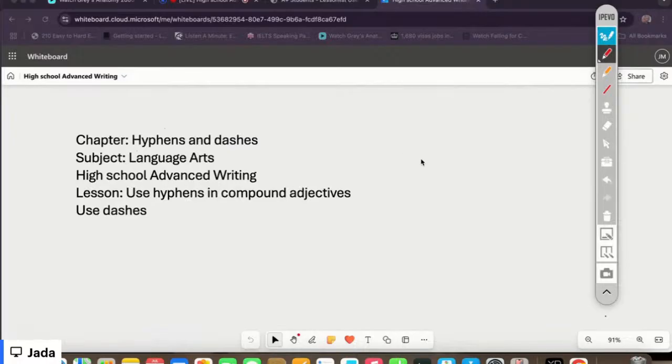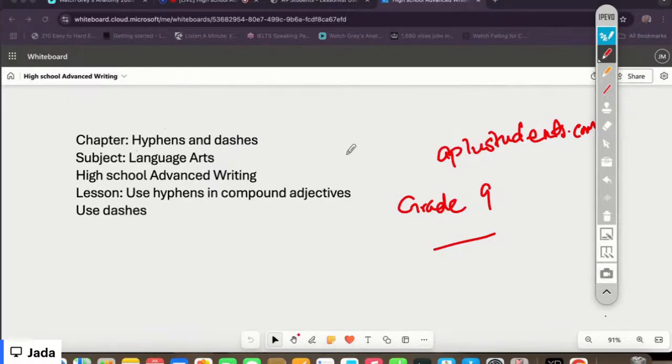Today we will have hyphens and dashes. First, you have to log in using aplusstudent.com. Click on your name, move on to language at the grade 9. This lesson is for the high school advanced writing, so we will get it under the grade 9. Chapter is hyphens and dashes. Lesson will be use hyphens in compound adjectives and use dashes.